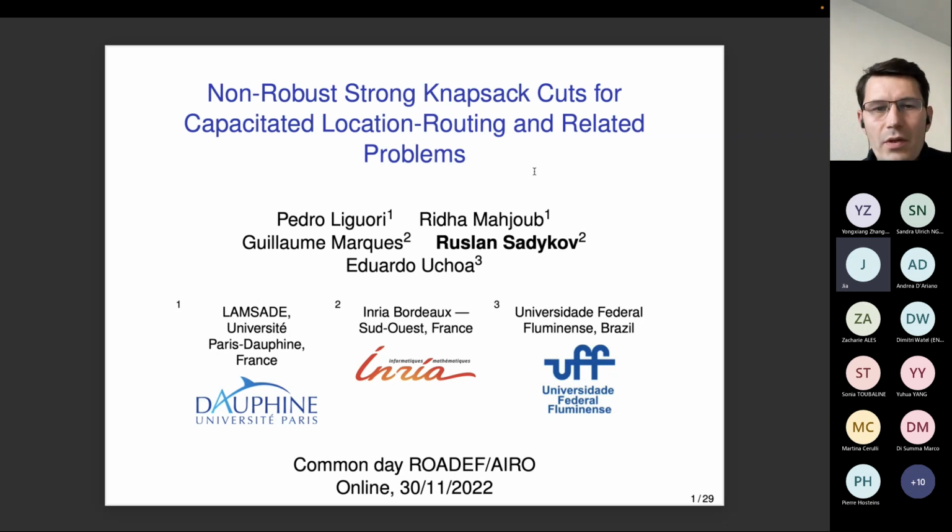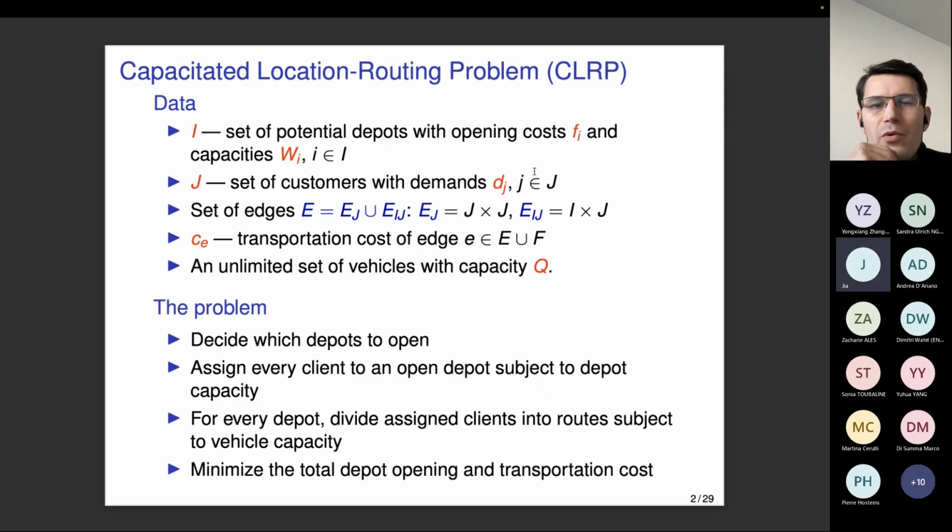So I start with presenting you the main problem we are working with. This is a capacitated location routing problem. Here we have a set of potential depot locations, and depots are capacitated, and we have opening costs for them. So if we open a depot, then we should pay a cost. We also have a set of customers with different demands, and we have edges between customers and the depots. There are no edges between depots. And we have a transportation cost for every edge in this graph. And we dispose of an unlimited set of vehicles of a certain capacity, which we denote as Q.